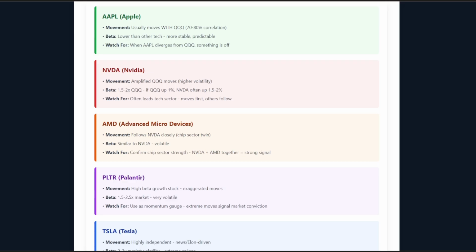Now, AMD is one of the ones that will follow NVIDIA. A lot of other ones will follow NVIDIA, but I'm not going to give you guys the basket. I'm going to save it for the premium. AMD movement follows NVIDIA closely. It's a chip sector twin. Similar to NVIDIA, very volatile. What do we watch for on this? We confirm chip sector strength.